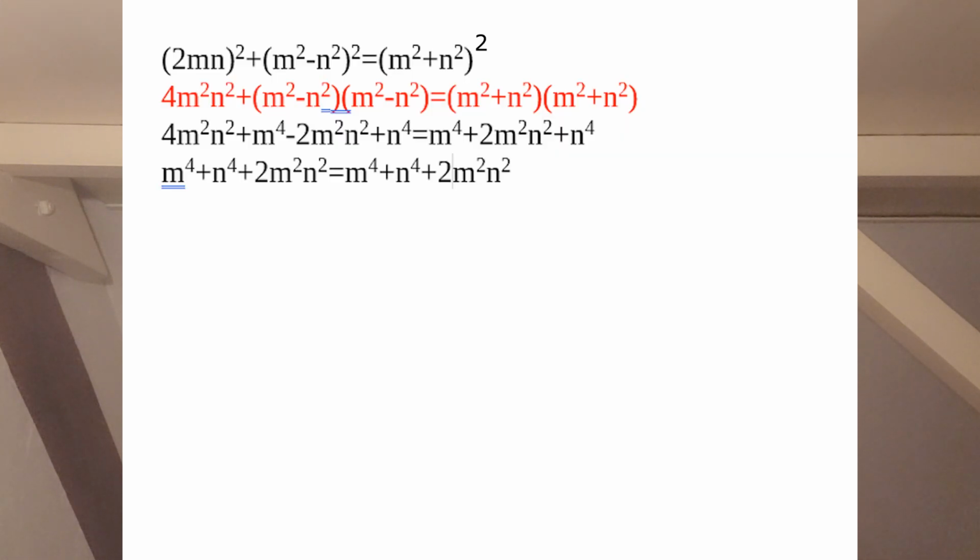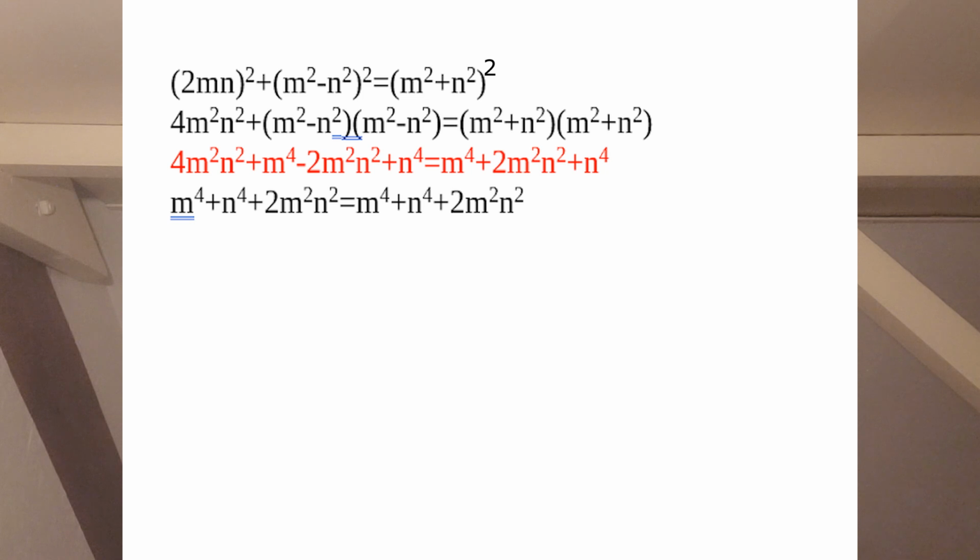So we will expand it. It gives 4m squared times n squared plus (n squared minus m squared) times (m squared minus n squared) equal to (m squared plus n squared) times (m squared plus n squared). It's hard.